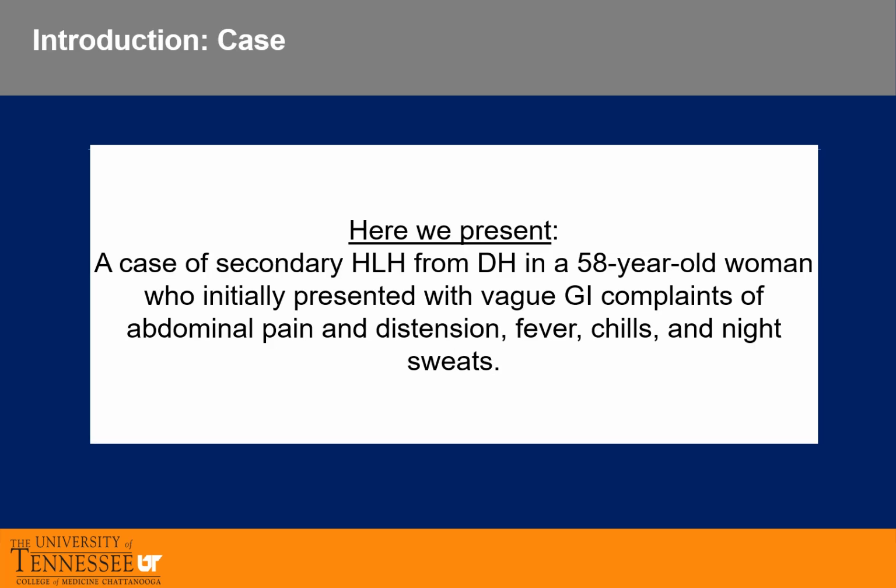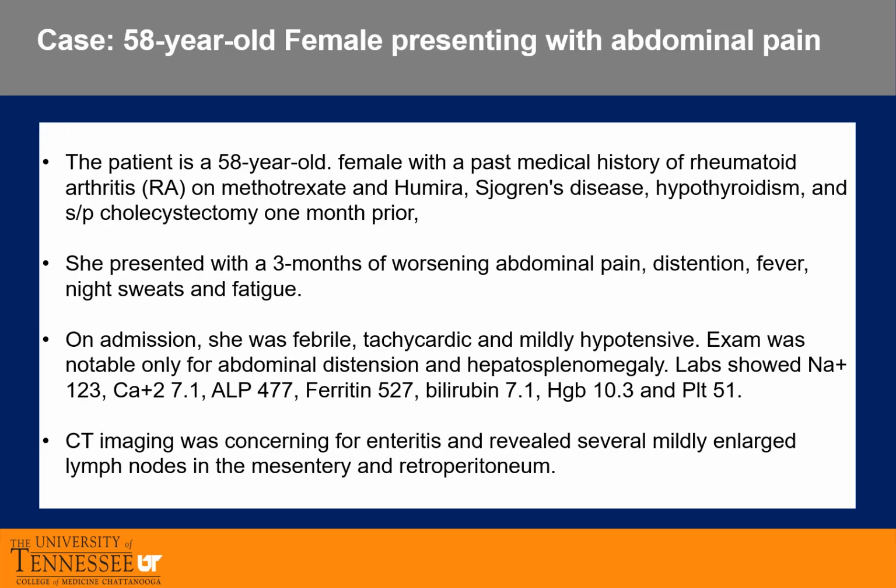Today I will present a case of secondary HLH from DH in a 58-year-old woman who initially presented with vague GI complaints as well as fever, chills, and night sweats. The 58-year-old female had a past medical history of rheumatoid arthritis on methotrexate and Humira, Sjogren's disease, hypothyroidism, and was status post cholecystectomy 1 month prior to presentation. She presented with 3 months of worsening abdominal pain, distension, as well as fever, night sweats, and fatigue.